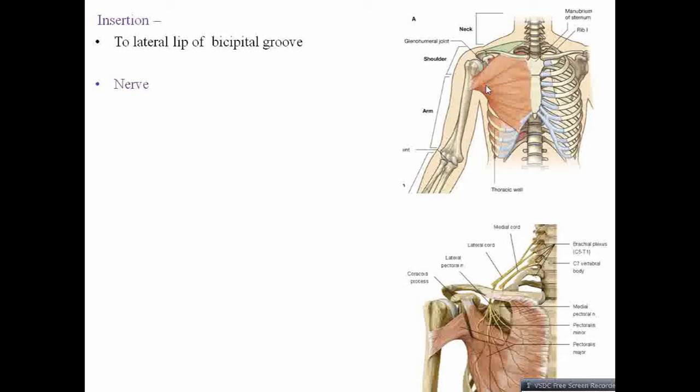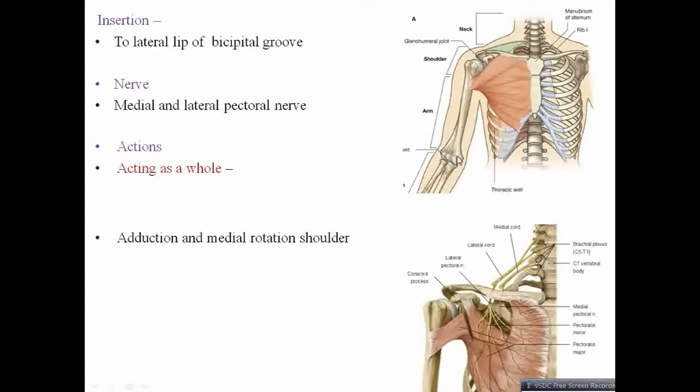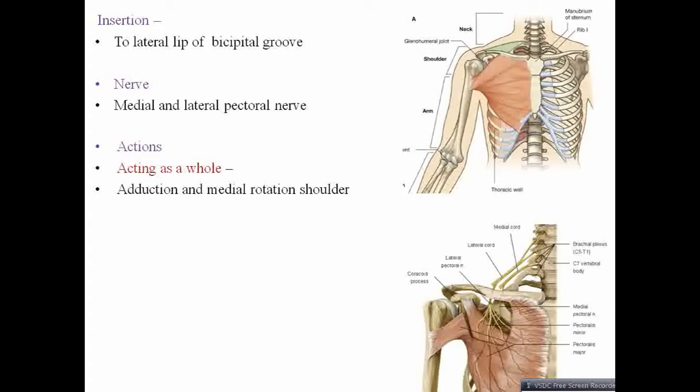Now, the nerve supply of the pectoralis major: medial and lateral pectoral nerves. The medial pectoral nerve is arising from the medial cord, and the lateral pectoral nerve is arising from the lateral cord of the brachial plexus. Actions: the muscle acting as a whole causes adduction and medial rotation of the shoulder. The shoulder will be adducted and medially rotated when the muscle is acting as a whole.